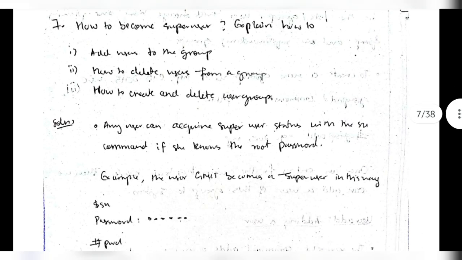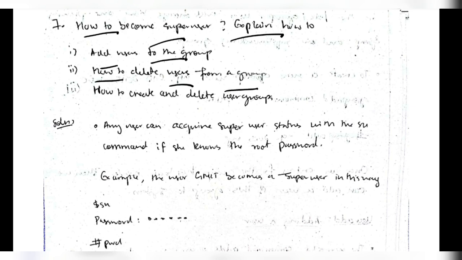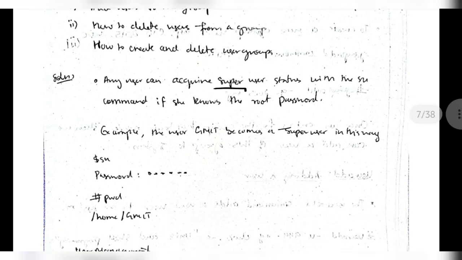The next one is about how to become a super user. Explain how to add users to a group, how to delete users from a group, and how to create and delete user groups. So 3 things are there. How to become a super user is very easy. Any user can acquire the super user status with the su command. By using the su command you can become the super user if you know the password.